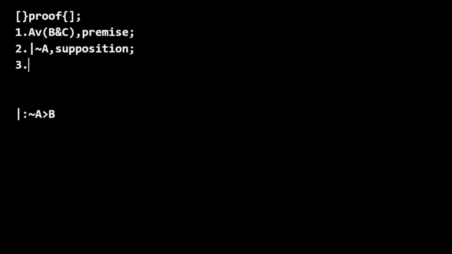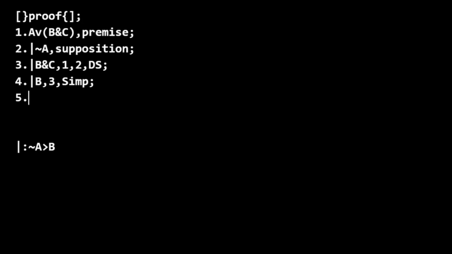Okay, so let's try that out. So we get B and C from lines 1 and 2 by disjunctive syllogism. And then in line 4, we can get B, which is the consequence of the conclusion we are trying to derive, from line 3 by simplification.